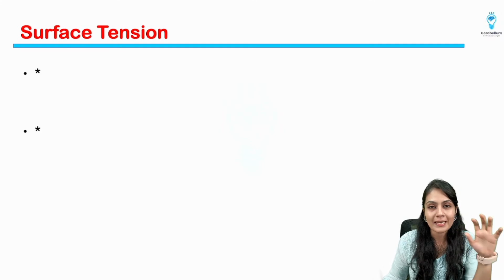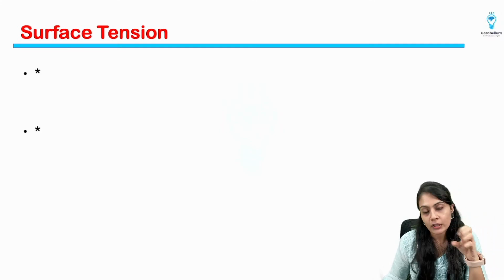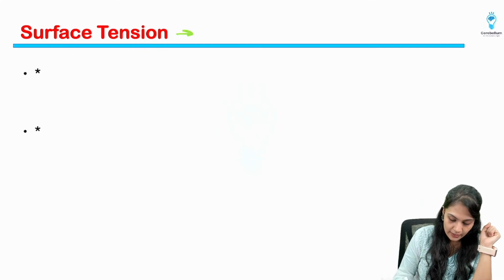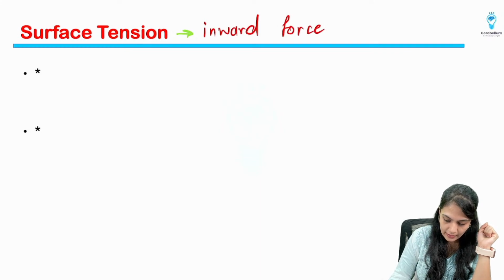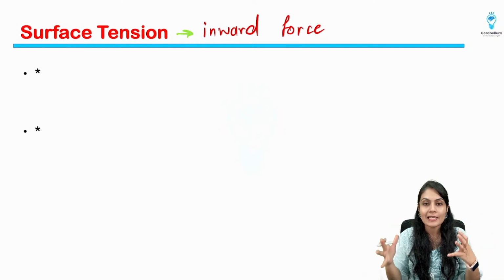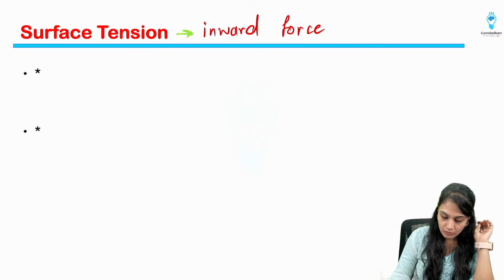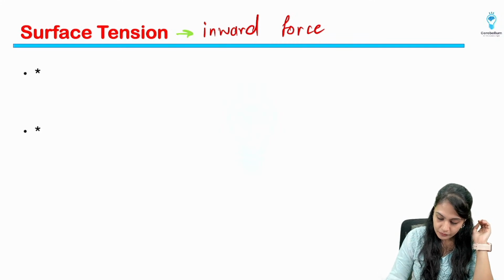Tell me, what do you mean by surface tension? The inward force which is present at the air and water interface, right? So the inward force is nothing but the inward force acting on the alveoli. You can write and expand your definition as elaboratively as you want. Just write the important words which are necessary, right? Inward force because of the air-water interface which is present in between the alveoli.